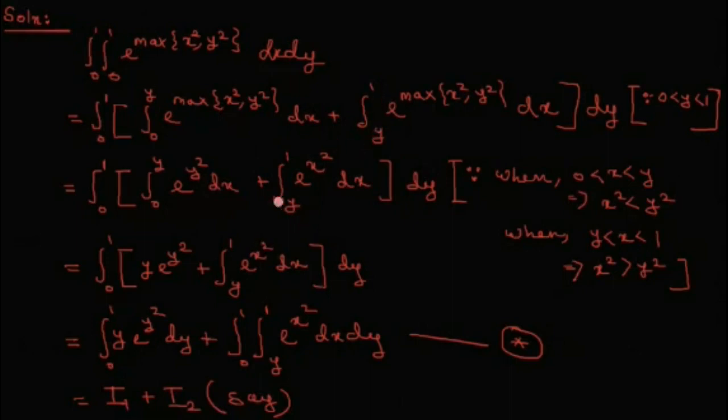Similarly, when x is in the range y to 1, then x square is greater than y square. In that case, the maximum will be x square, so this thing is becoming e to the power x square dx. Then it is a simple integral calculation. We are getting these two integrals: the integral 0 to 1 of y e to the power y square dy, and the double integral of e to the power x square dx dy, x running from y to 1 and y running from 0 to 1. We are denoting these two integrals as I1 and I2.